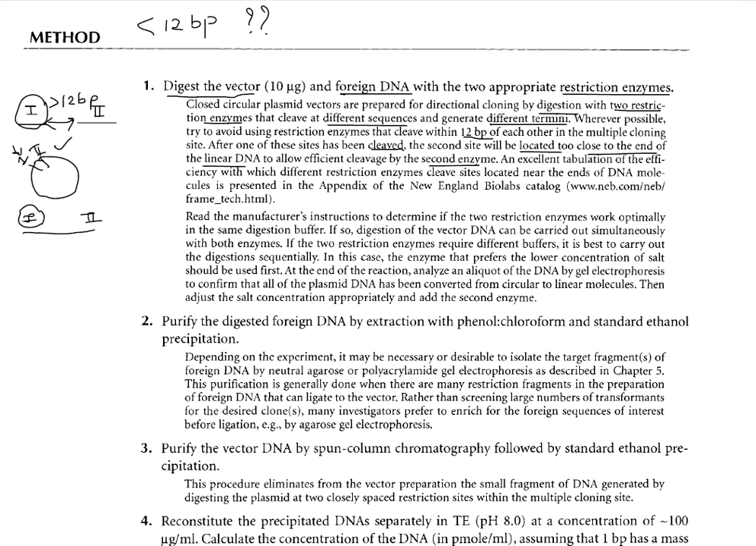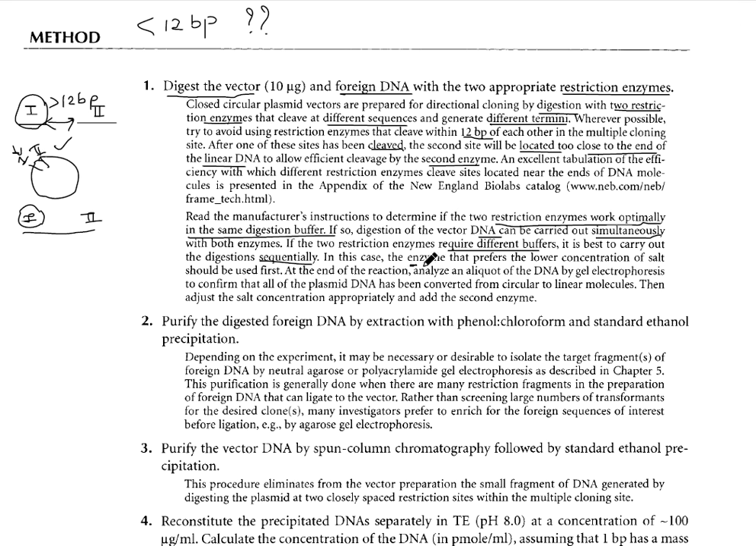Okay, now another very important instruction is to determine if the two restriction enzymes work optimally in the same digestion buffer or not. If there is the same digestion buffer which can be used for both the restriction enzymes, then we will carry out the digestion simultaneously together. We will add two enzymes together. But if the two restriction enzymes require different buffers, then it is best to carry out two digestions sequentially.